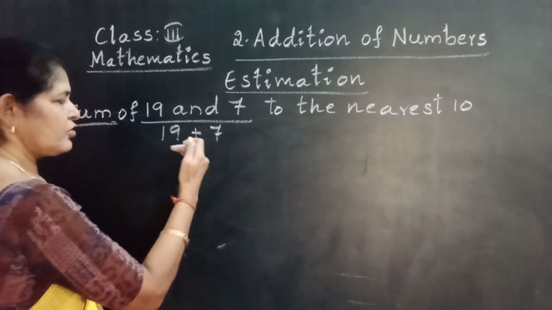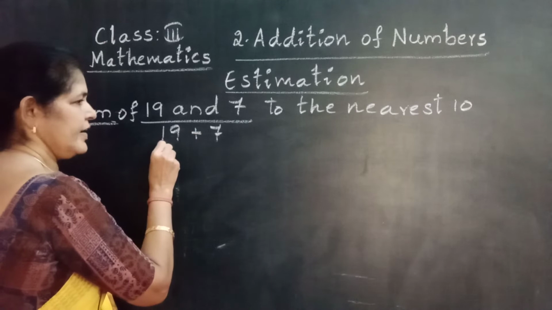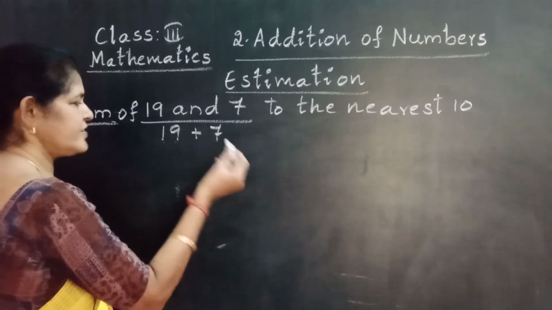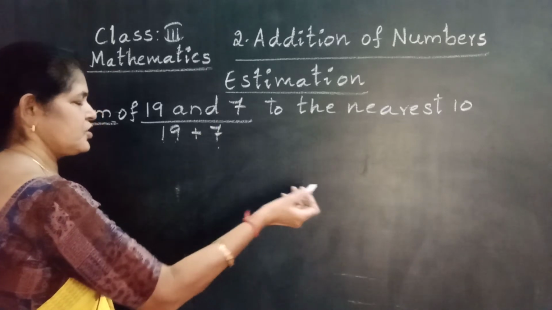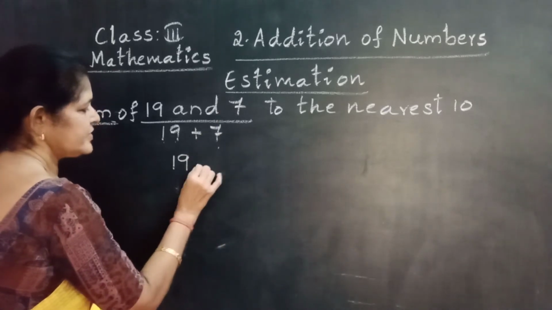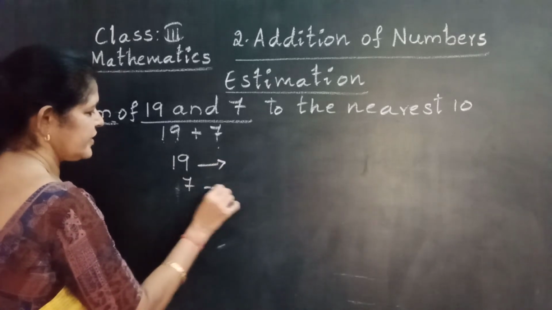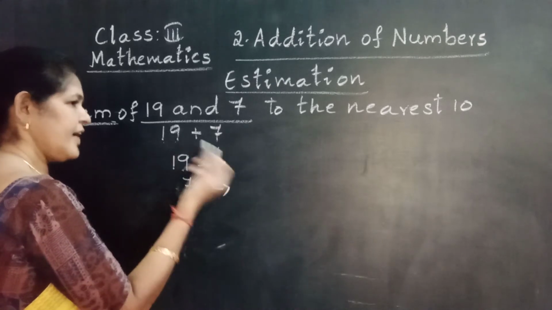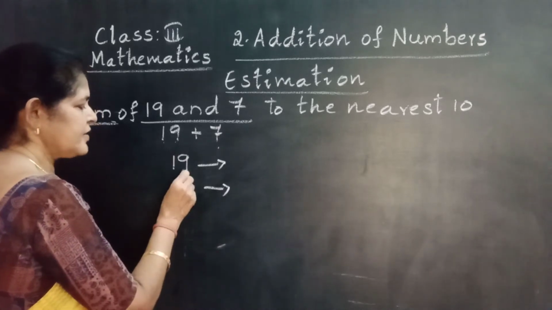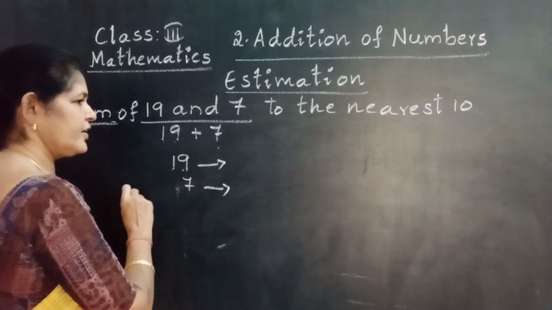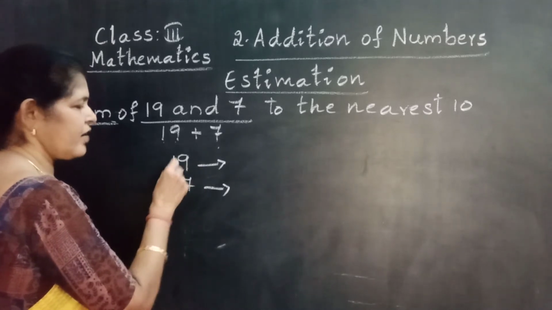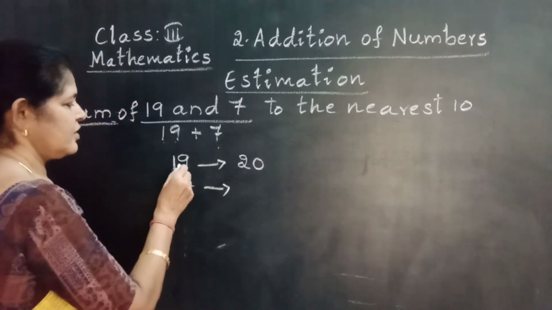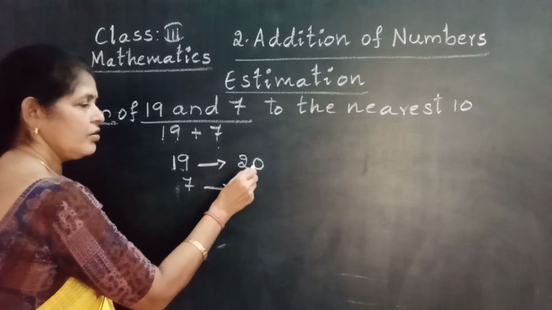First, we have to find the rounded off 19 and the rounded off 7 to the nearest 10. Check out the ones place number, 9. 9 is greater than 5. That means 19 is going to the next tens. Here 1 becomes 2 and put 0 in the ones place. 19 is nearest to 20.